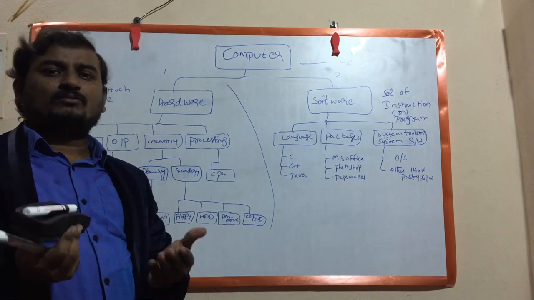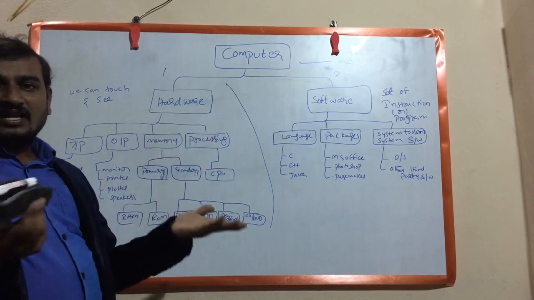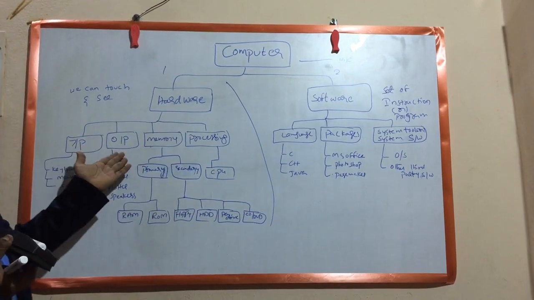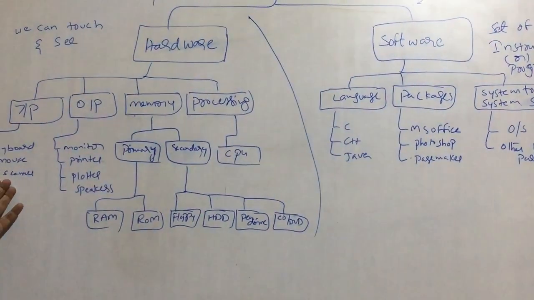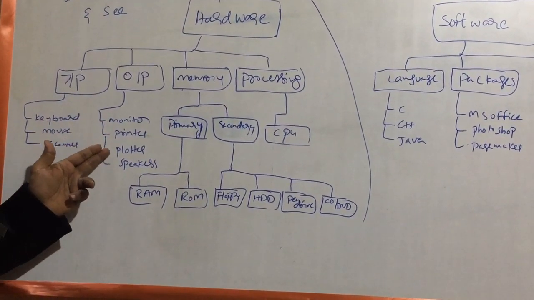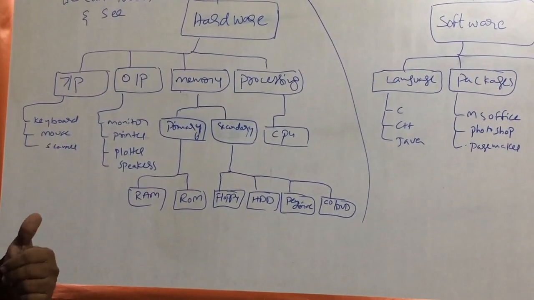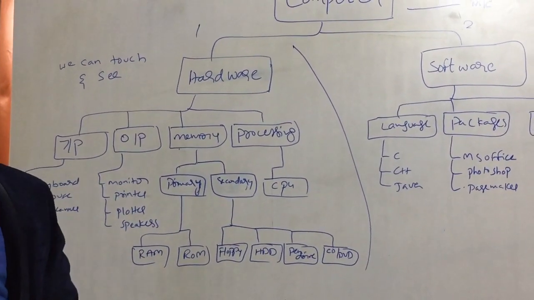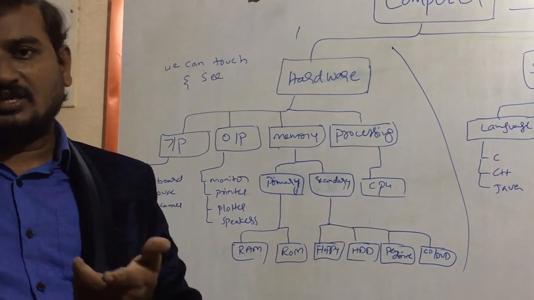For example, we also have input devices, output devices, a memory unit, like that. In hardware we have hands, legs, ears, nose, everything. Like here also, input device, output device, memory unit, and processor. Input devices are like keyboard, mouse, scanner, and output devices are monitor, printer, plotter, speakers. In the human body also we have input devices like eyes and nose, and the mouth is an output device, because I am speaking.